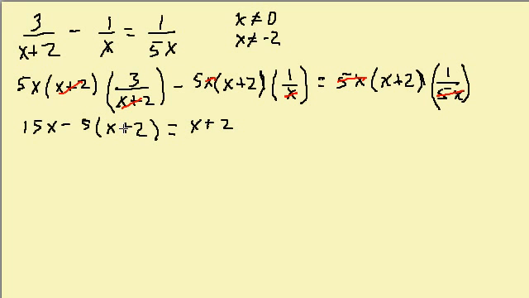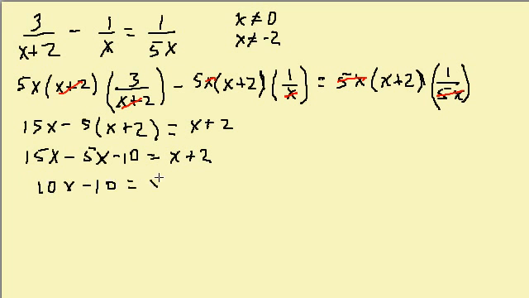Now I solve this equation here. So I have 15x minus 5x minus 10. I distribute the minus 5 equals x plus 2. So 15x minus 5x is 10x minus 10 equals x plus 2. Subtract x, I get 9x minus 10 equals 2.